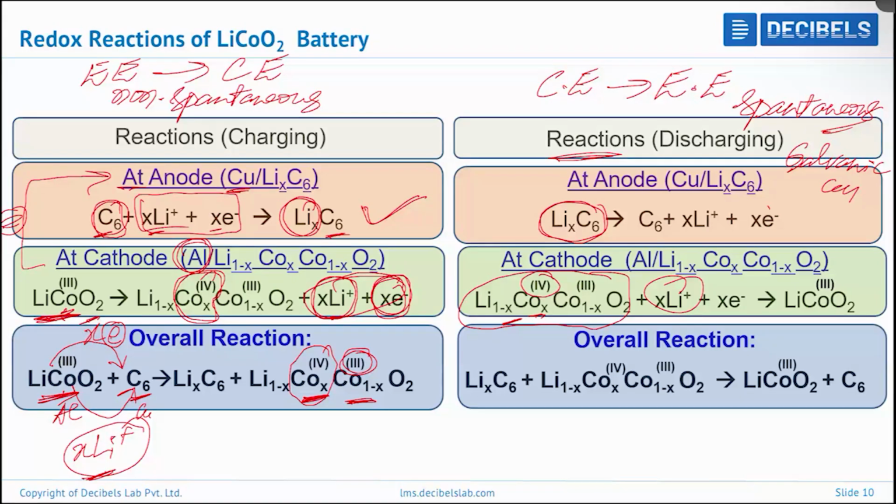Oxidation means it releases electrons, and these electrons spontaneously come out externally through the external wire, and that results in electrical energy. And the lithium ions start moving back and enter the lithium cobalt oxide. So they go back to their original place and finally we get back the same compound. You can see here we started with LiCoO2 and charging, and after discharging we get back that LiCoO2.